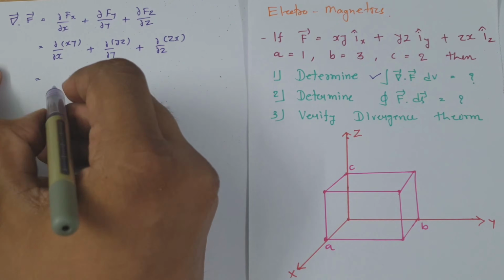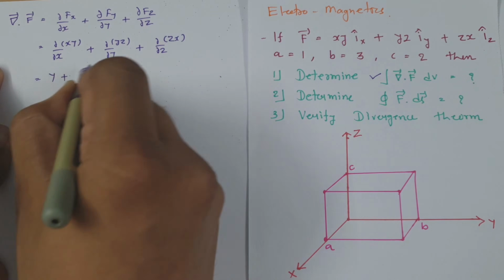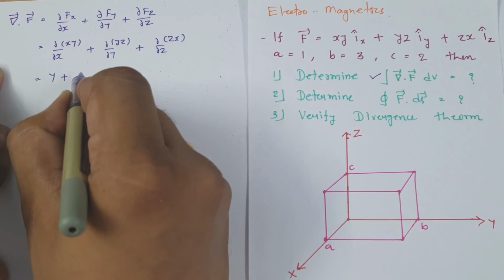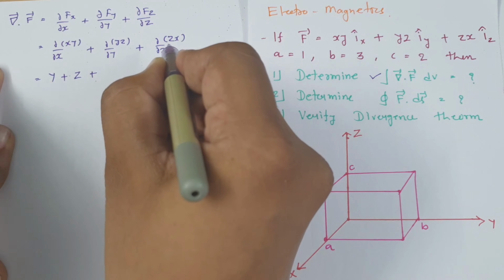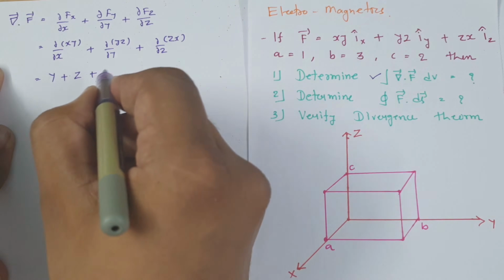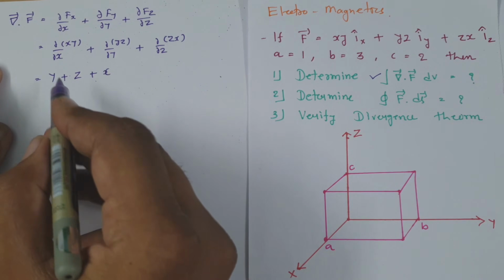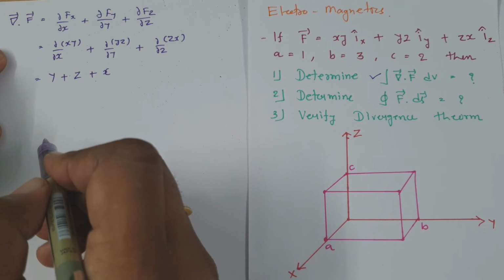So y is constant, take it outside, and the differentiation of x is 1, so this will be y. Here z is constant, del by del y of y is 1, so this will be z, plus here x is constant, so del z by del z is 1, so this will be x. So this divergence is y plus z plus x.